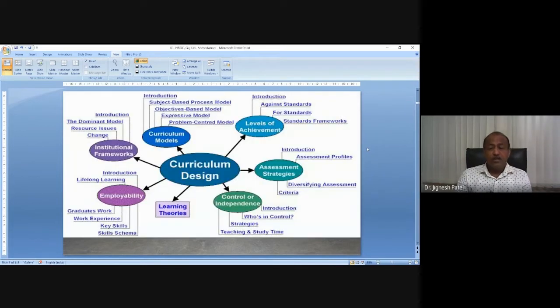Then how this curriculum design will take place. While talking about the curriculum, we have different areas in mind.